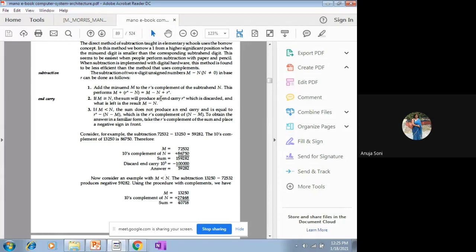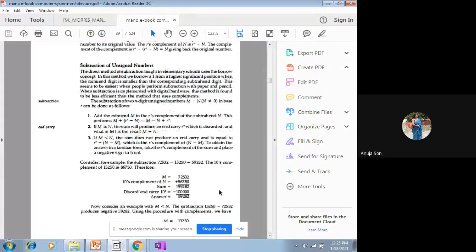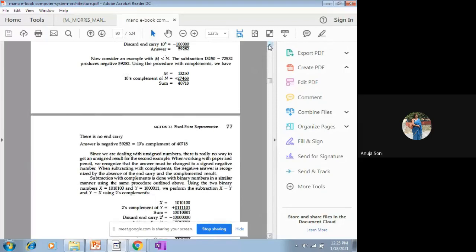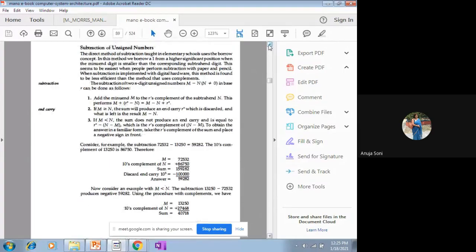The steps are mentioned in front of you for both the cases, and the same explanation is given in the e-copy of the book also. This is case 1, m minus n, where the value of m is greater than or equal to n. What you have to do is find the tens complement of the negative number. Which one is the negative number in front of us? Minus 13250. So what will be the tens complement of 13250?